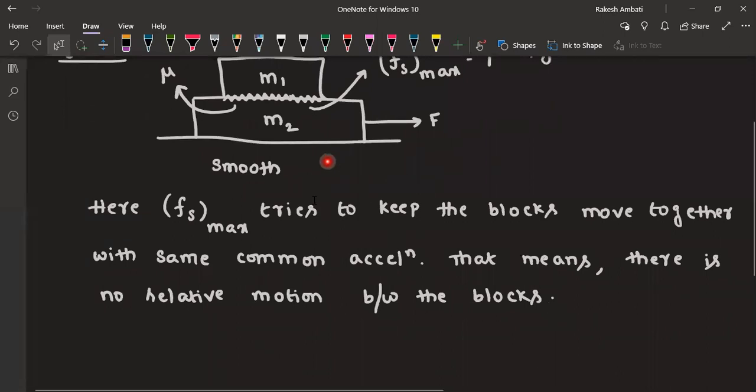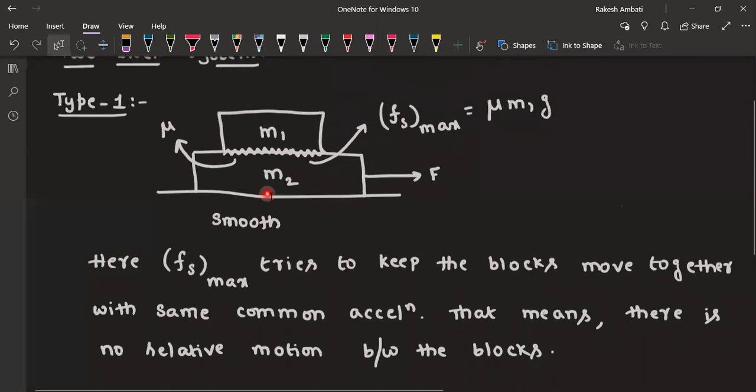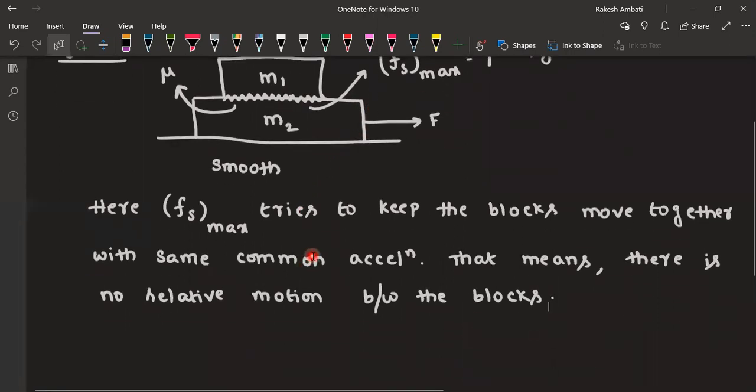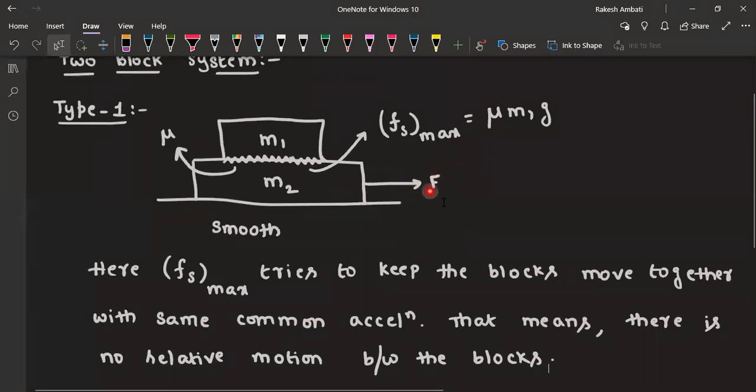Okay, sir. So why? Because both are moving with the same acceleration in the same direction. So there is no relative motion. Correct. And one more thing here: up to a particular value of applied force, the two blocks move together, correct? And beyond the applied force, the two blocks move separately with different accelerations.